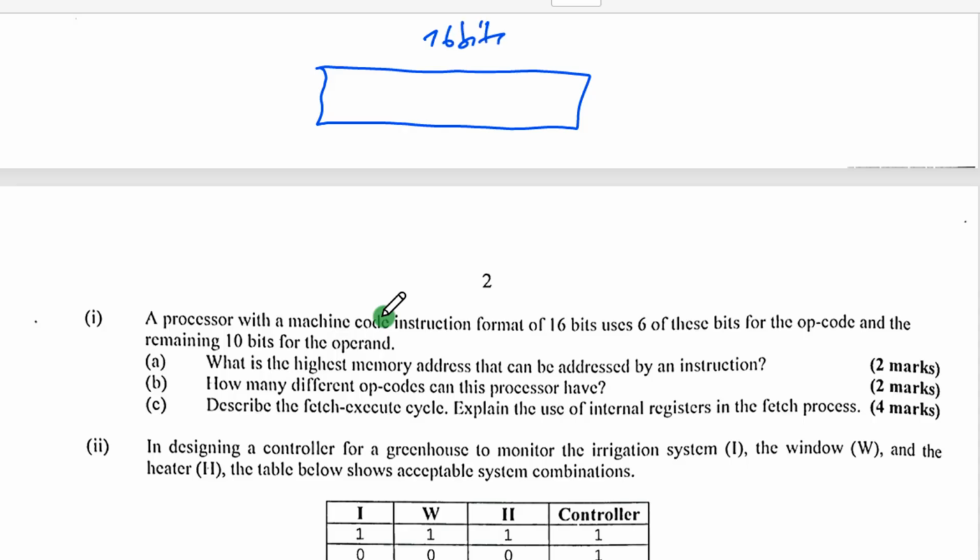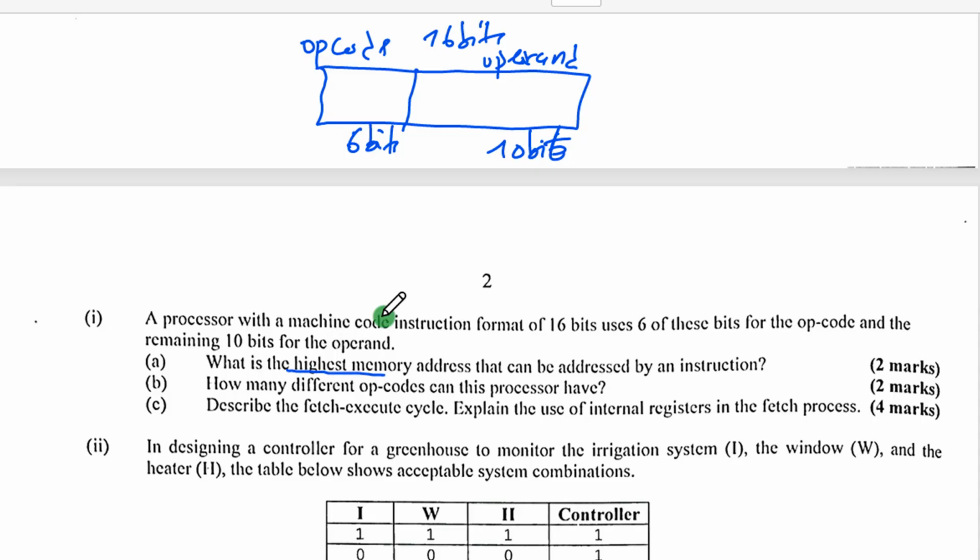It uses 6 of these bits for the opcode. So everybody knows the opcode, this first part here. You see how many? 6 bits. Okay. And the remaining 10 bits for the operand. Okay, operand. How many? 10 bits. Perfect. So you represent it like that so that you understand what you are doing. Now, the next thing they say, what is it? A. They say what is the highest?